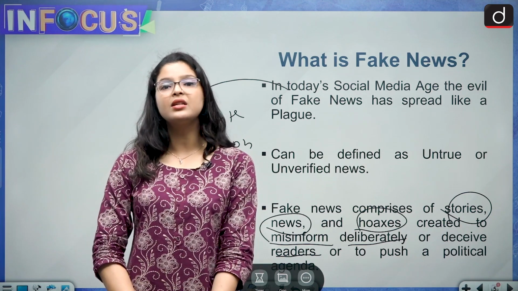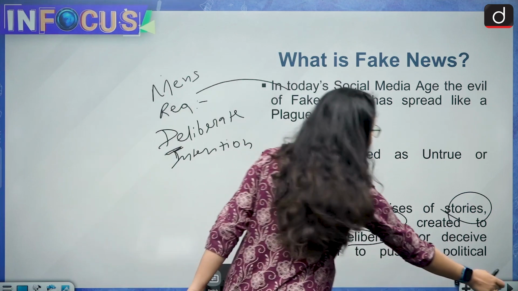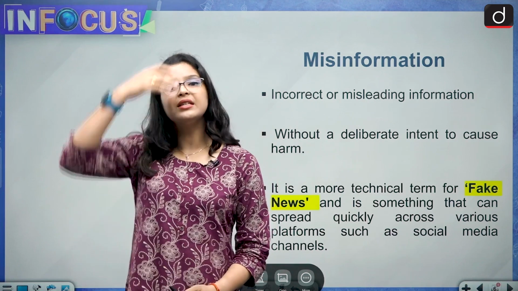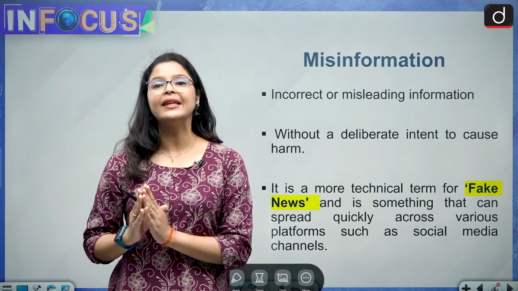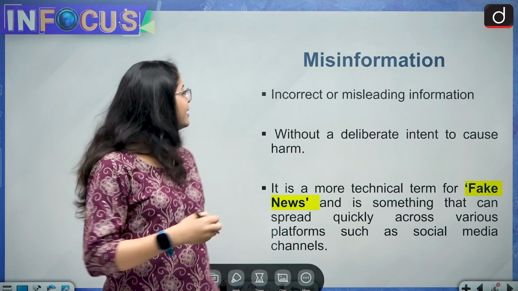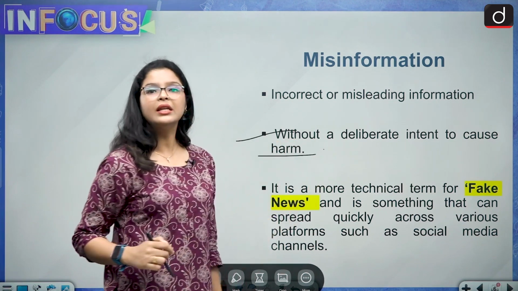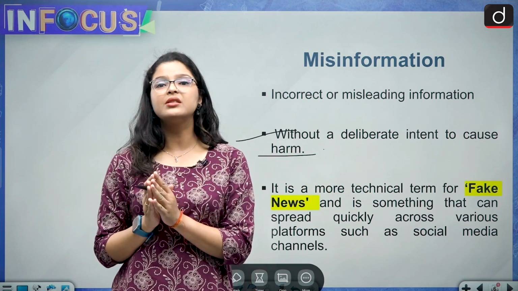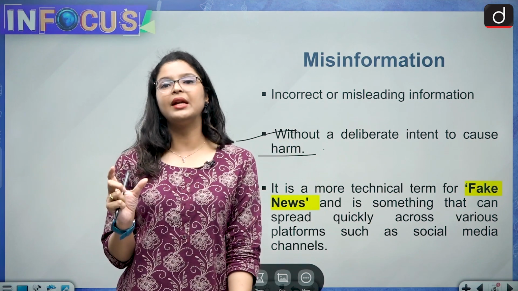So now let us discuss what is misinformation. If we talk about misinformation in very simple terms, misinformation means, and it is a technical term for fake news, and it is done without a deliberate intent to cause harm. So this is the difference between fake news and misinformation. Fake news is done very deliberately, but misinformation is done without a deliberate intention.